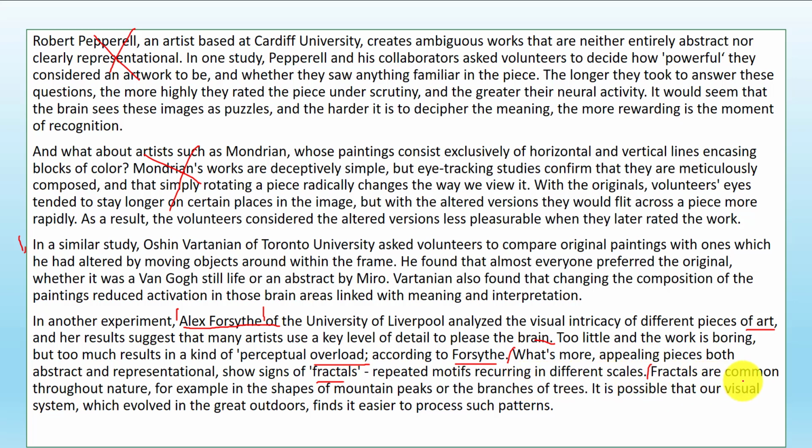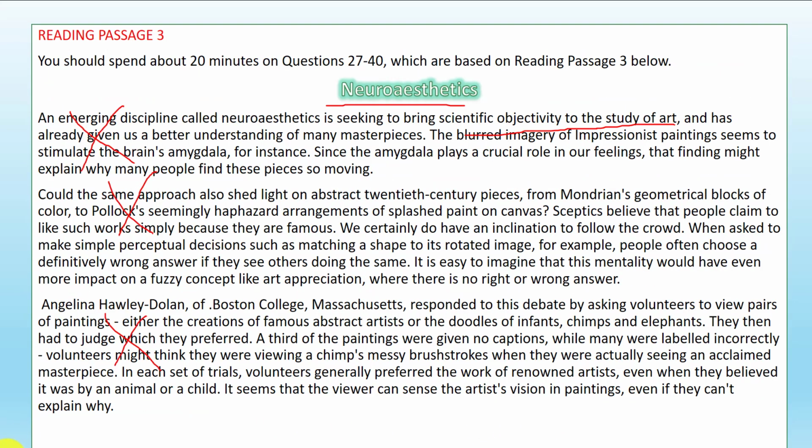Okay, fractals are common throughout nature, for example, in the shapes of mountain peaks or the branches of trees. It is possible that our visual system, which evolved in the great outdoors, finds it easier to process such patterns. Now, let's go back to our questions.